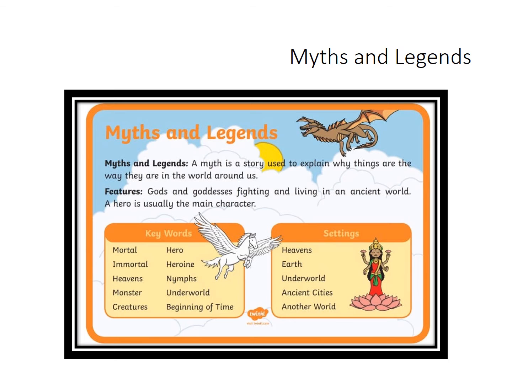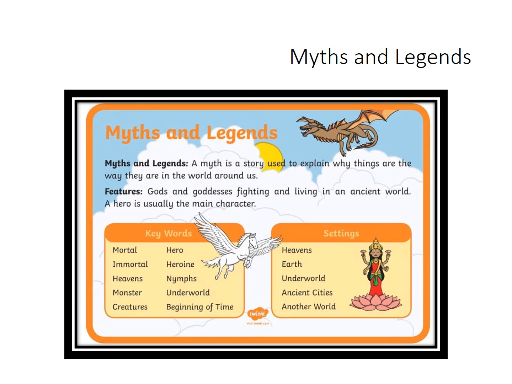Again, myth and legends. A myth is a story used to explain why things are the way they are in the world around us. The features, again: it must have gods, goddesses fighting and living in the ancient world. It has a hero, a heroine, a mythical creature, and a monster. Very good. More words to be familiar with.